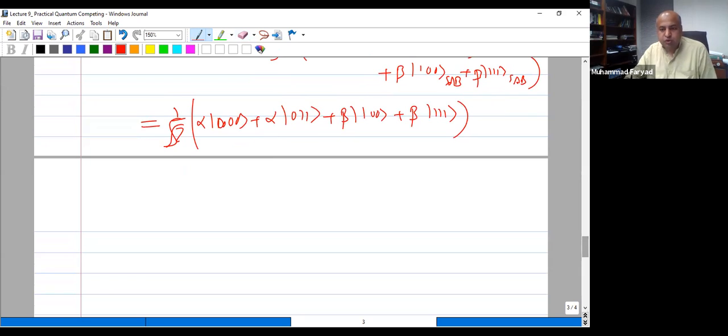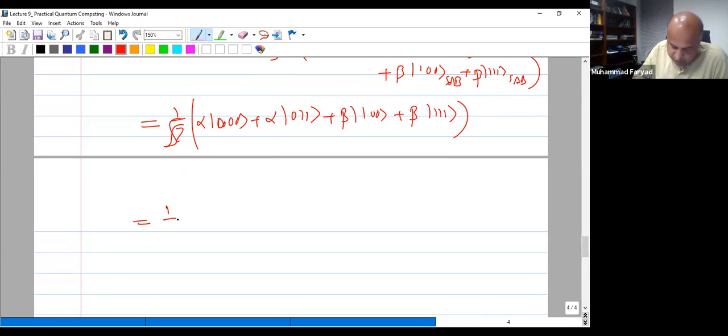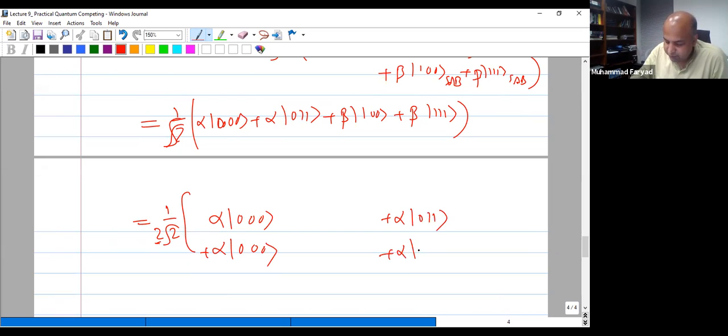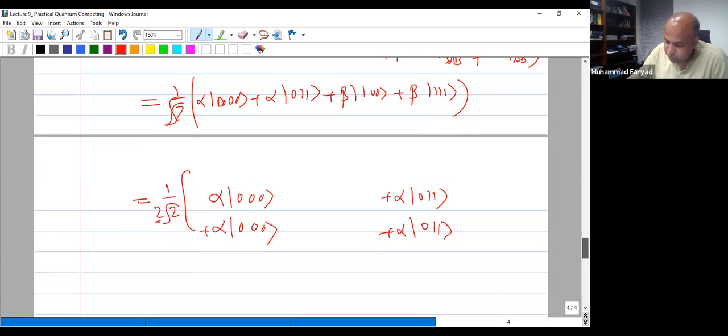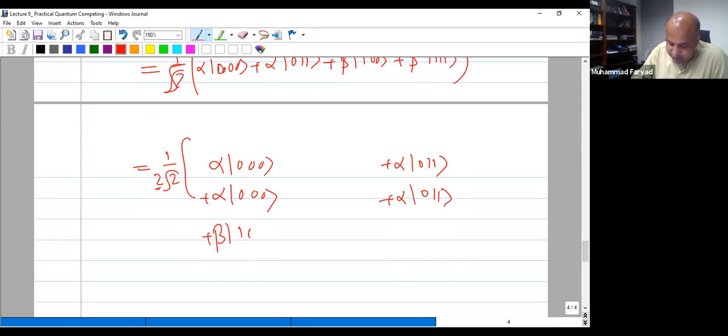Okay, now I'm going to do something like this: I'm going to multiply this thing with 2, and I have divided with 2, so everything is okay. So when I multiply this first state with 2, this becomes 2 alpha 0, 0, 0. And instead of writing 2 alpha 0, 0, 0, let me write it as alpha 0, 0, 0 plus alpha 0, 0, 0. Similarly, this 2 alpha 0, 1, 1, let me write it as alpha 0, 1, 1 plus alpha 0, 1, 1. Similarly, this beta 1, 0, 0, let me write it beta 1, 0, 0 plus beta 1, 0, 0. And the beta 1, 1, 1, when I make it twice, let me write it simply twice instead of writing 2, beta 1, 1, 1.